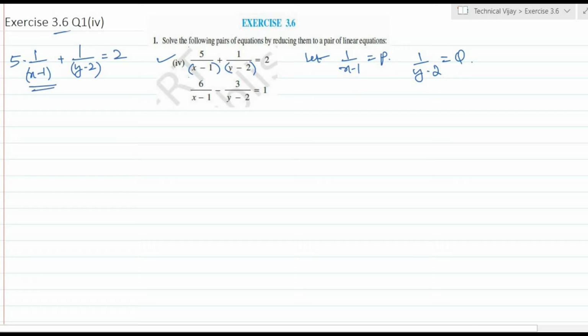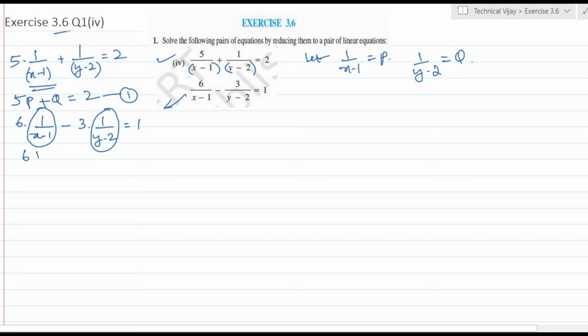So here instead of 1 by x minus 1, we will write p. 5 into p plus q is equal to 2. This is equation number 1. So here also 6 into 1 divided by x minus 1 minus 3 into 1 divided by y minus 2 is equal to 1. So instead of 1 by x minus 1 we will write p and 1 by y minus 2 equal to q here. So this is 6p minus 3q is equal to 1. So this is the second equation.